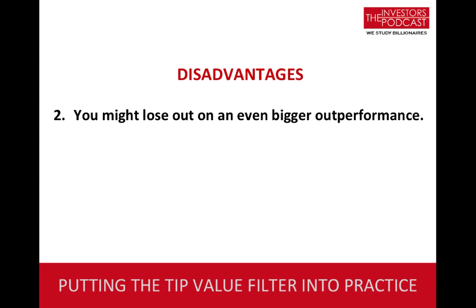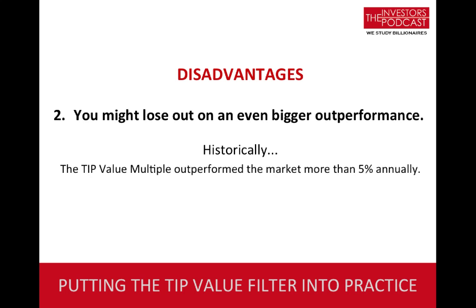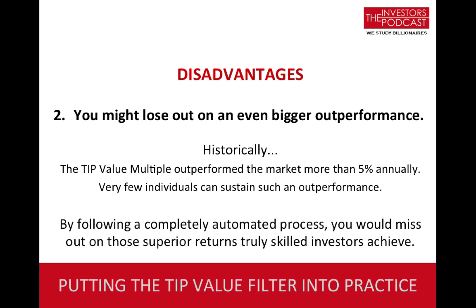So earlier in Module 4.2, we learned that the TIP value multiple historically outperformed the market more than 5% annually. Historically, very few individuals can sustain such an outperformance, but that is by no means the same as saying that no one can. By following a completely automated process, you would miss out on those superior returns the truly skilled investors like Warren Buffett achieve.